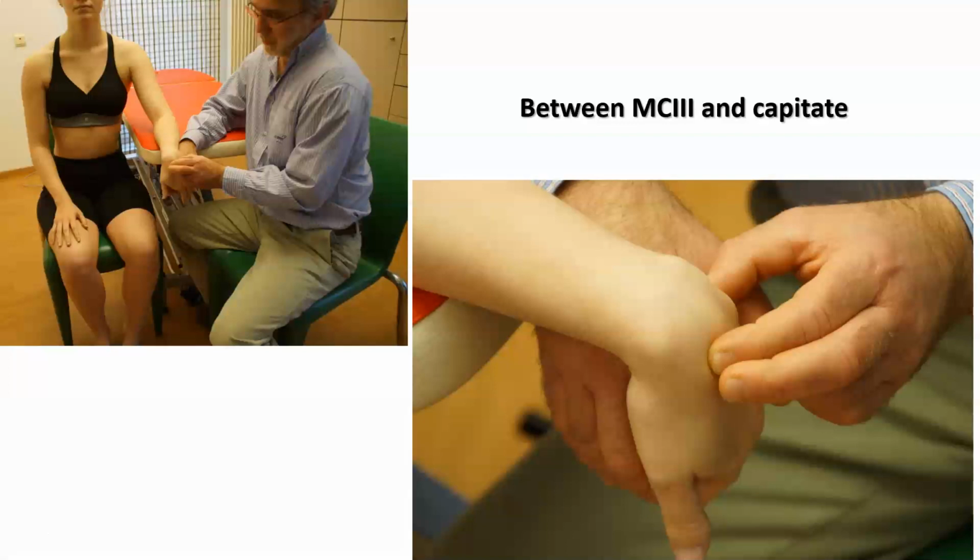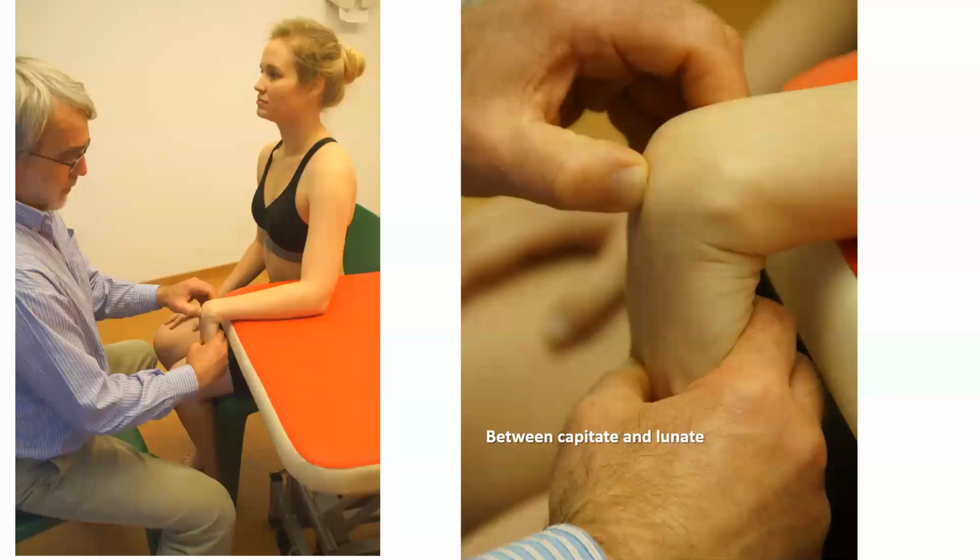This is an example of a friction of the ligament between meta 3 and capitate. So the therapist is frictioning with his index finger and is sitting next to the patient. And when you friction, for instance, the ligament between capitate and lunate, that's going to be a north-south friction. The therapist is sitting in front of the patient.